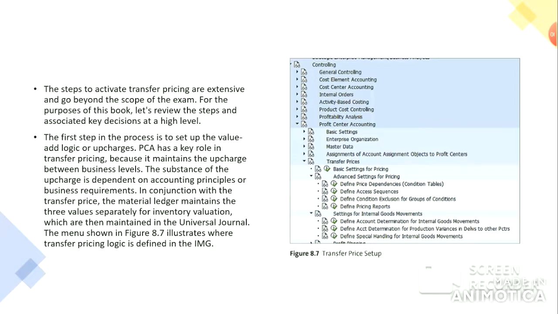The substance of the upcharge is dependent on accounting principles or business requirements. In conjunction with the transfer price, the material ledger maintains the three values separately for inventory valuation, which are then maintained in the Universal Journal. The menu shown in the figure illustrates where transfer pricing logic is defined in the IMG.